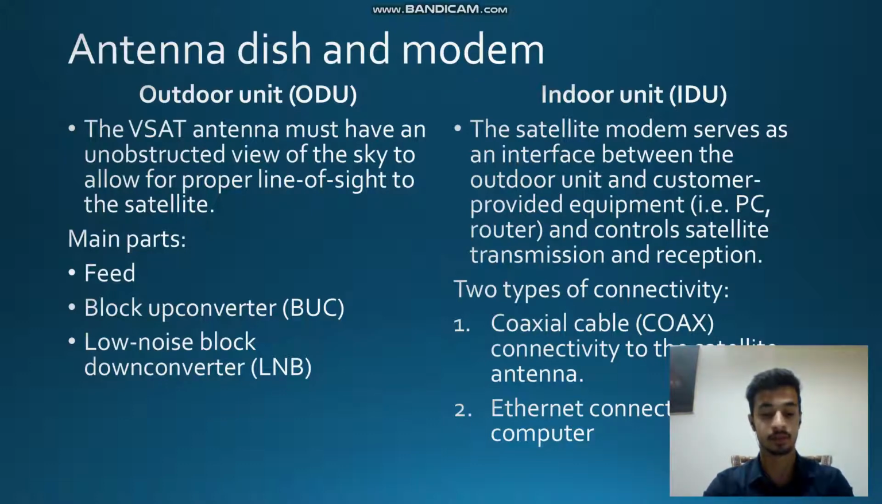The indoor unit serves as the interface between the outdoor unit and the customer equipment, such as their personal computer. It has two types of connectivity: the coaxial cable, which carries the electromagnetic satellite signals between the modem and the antenna, and the Ethernet, which carries the customer's data packets to and from the internet content servers.